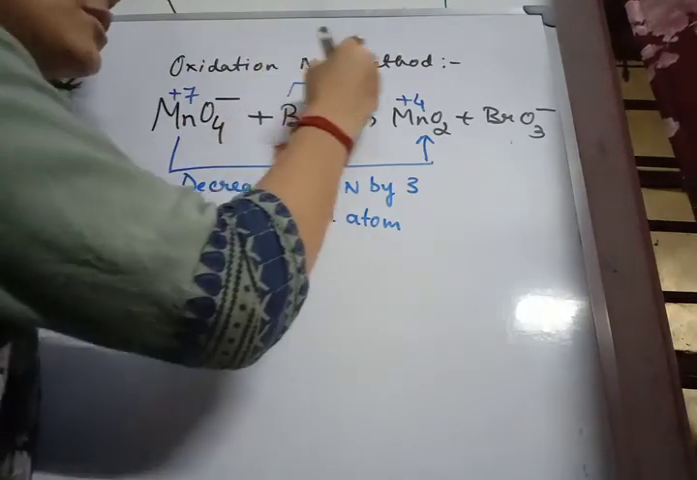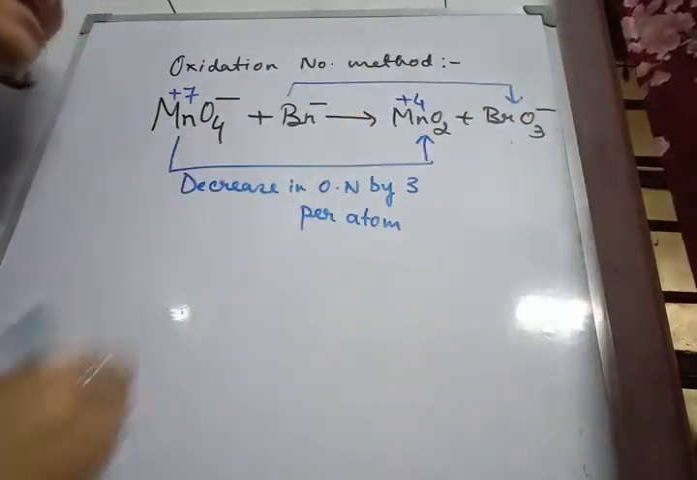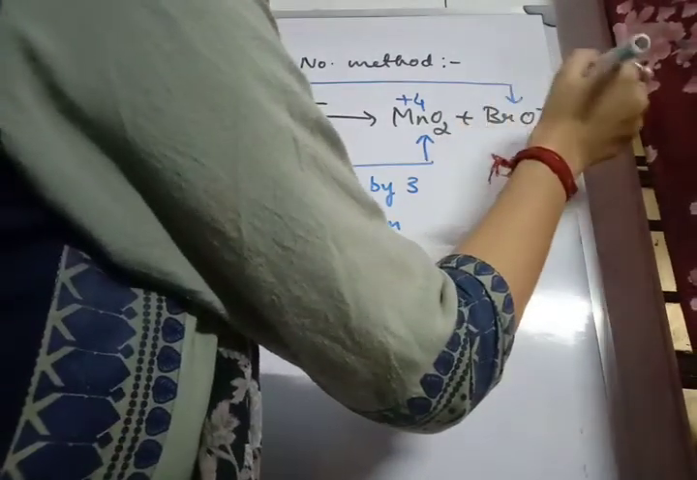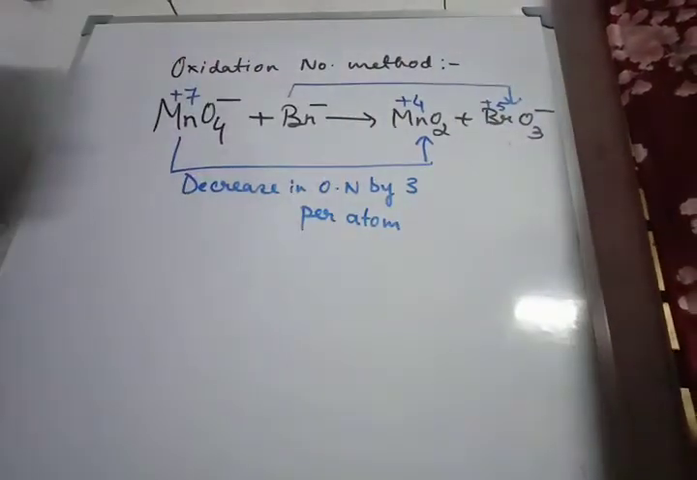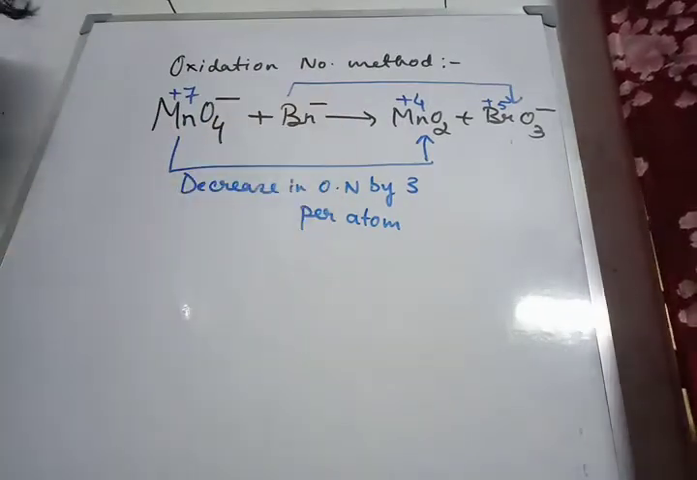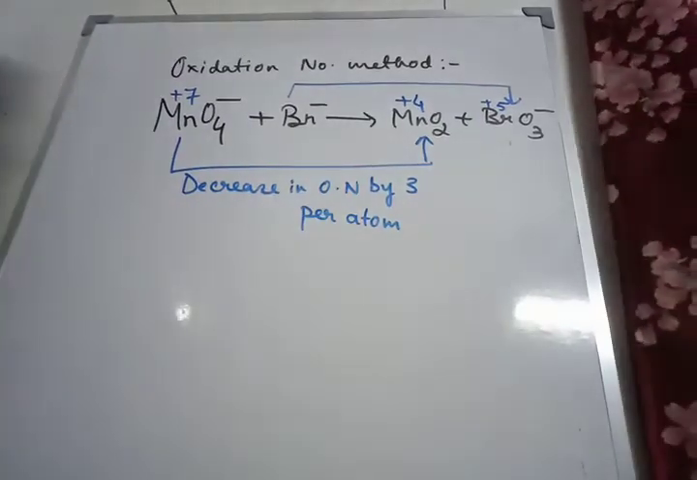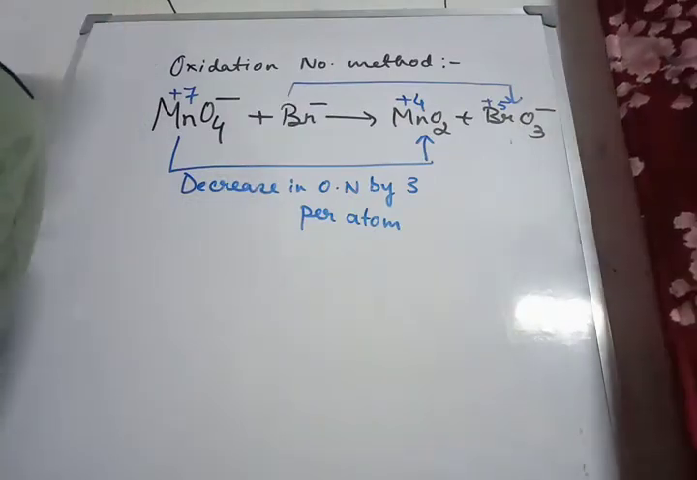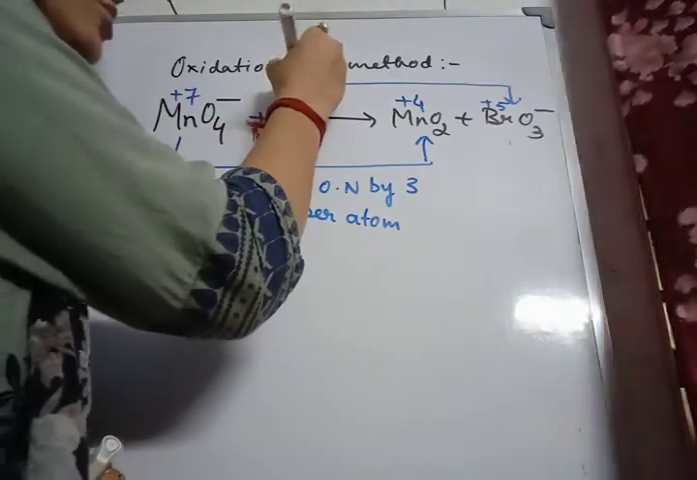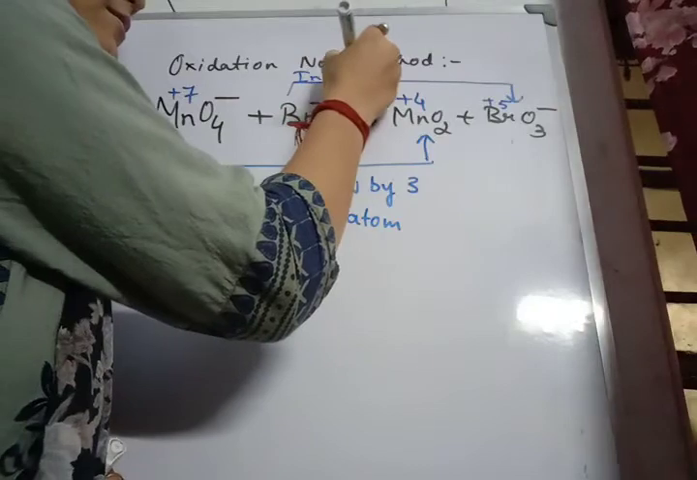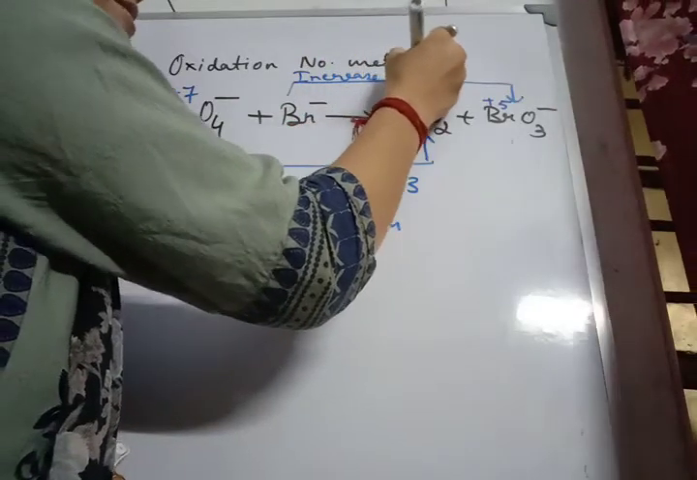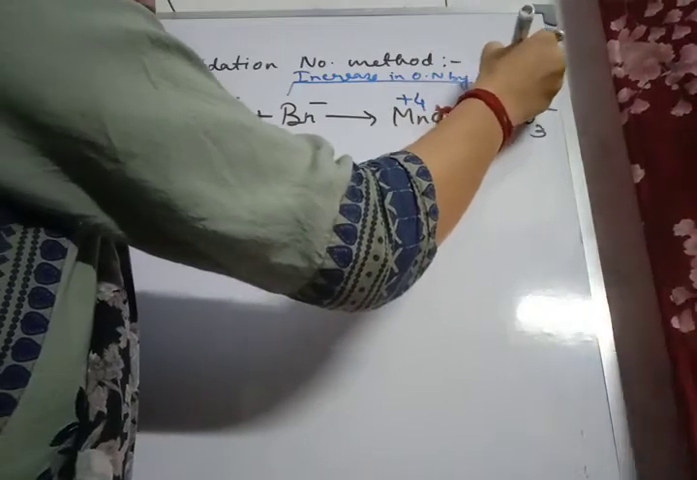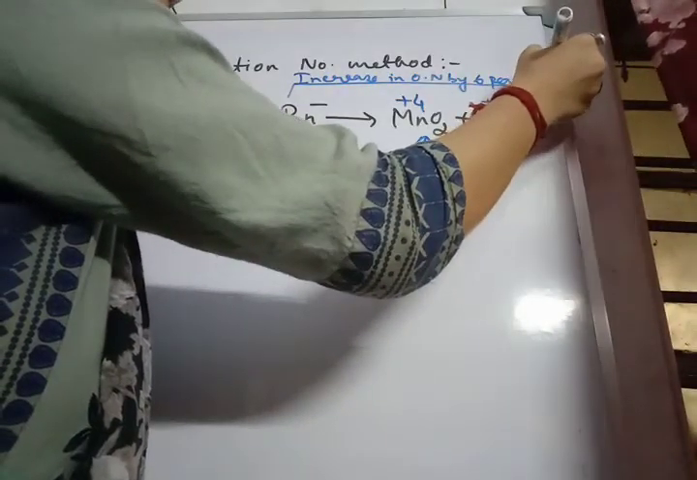Next, when we consider the oxidation number of bromine atom, left hand side it is -1, right hand side it is +5. So bromine undergoes increase in the oxidation number. That means bromine is getting oxidized, or I can say bromine is the reducing agent in this equation. So increase in oxidation number by how much? The change will be by 6 per atom of bromine.